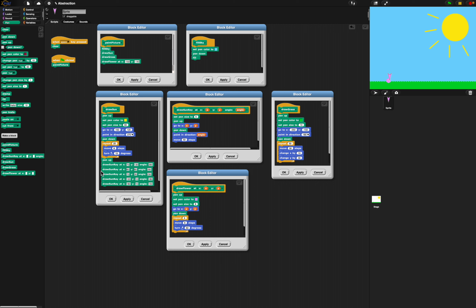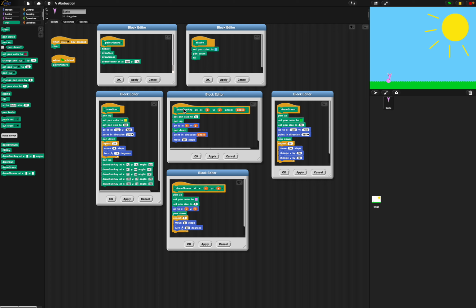It'll then enter this repeat right here, so it's going to do this 25 times. It's going to move 8 steps and turn 15 degrees every single time. So that's how we're going to get this circle right here. Once we do that, we're going to have our pen up, and then we're going to call the draw sun ray function 5 times.